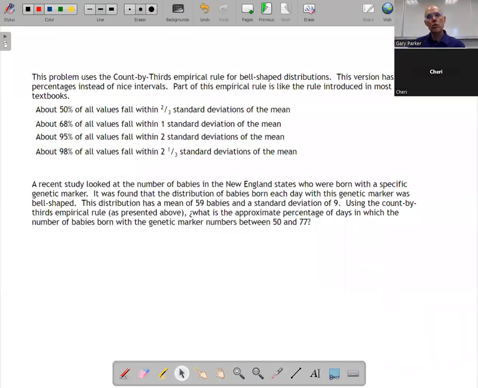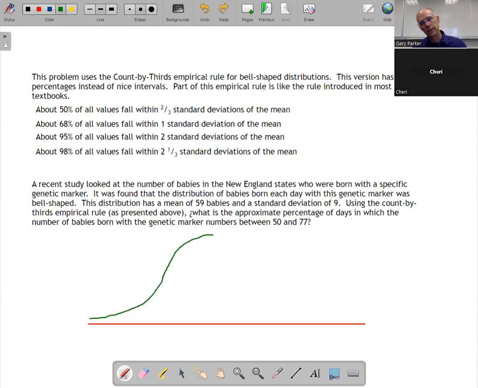Again, this is related to the empirical rule for normal distribution. It's just a slightly different set of percentages related to it. So I'm going to try and sketch this out, solve it. I'm going to draw my best bell-shaped curve. Oops, that's not a very good one. Let's try this. Oh, good enough. All right.